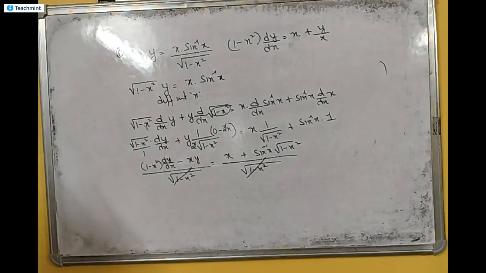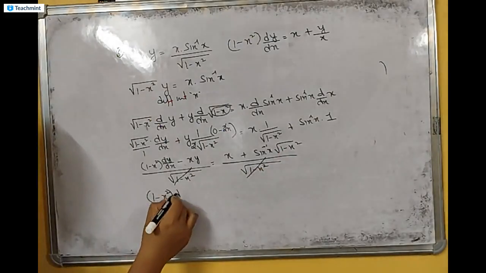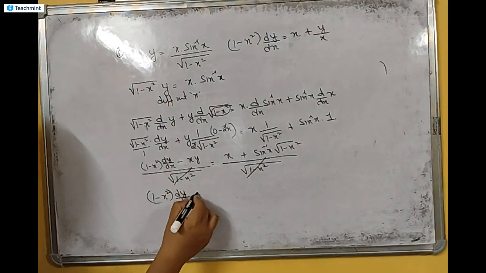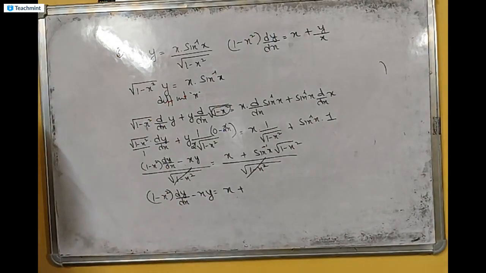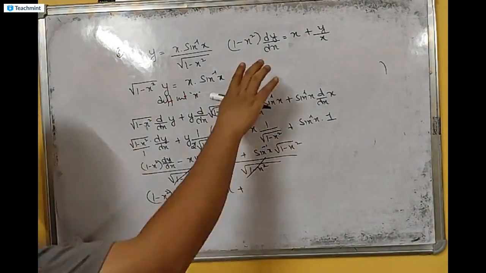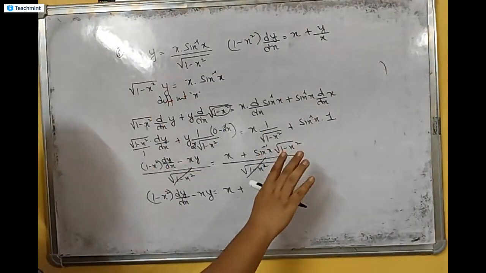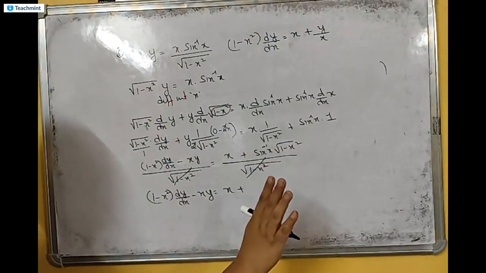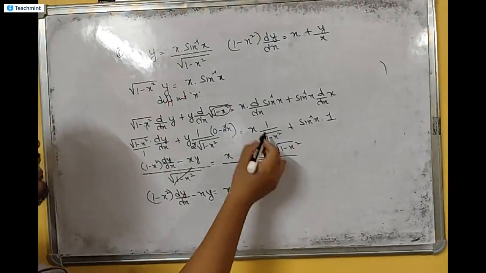Now the next step that I'm going to do is very, very important, guys, so please pay attention. Now 1 minus x square dy by dx minus xy equal to x plus. Now look at the proving part. This one, we got the sine inverse, root 1 minus x square is not there. Okay, so I'm just going to put the value of sine inverse x from here.